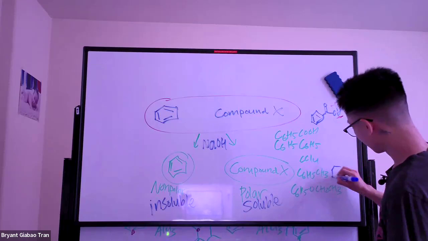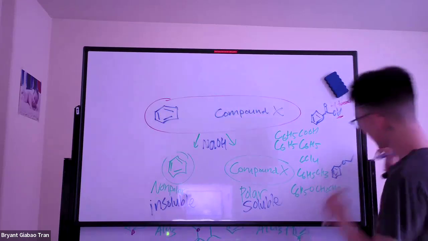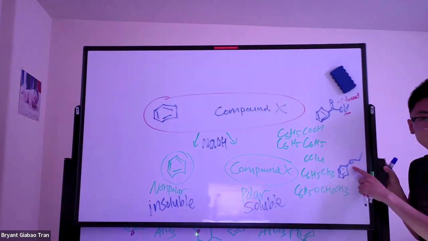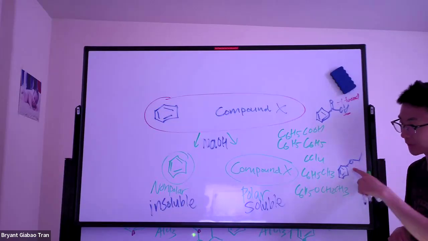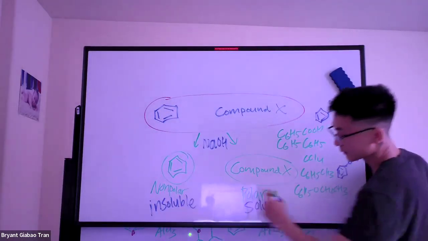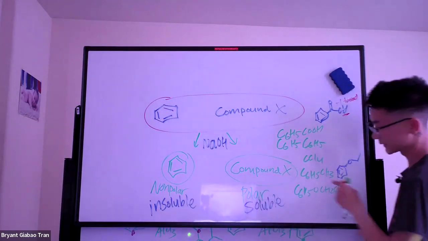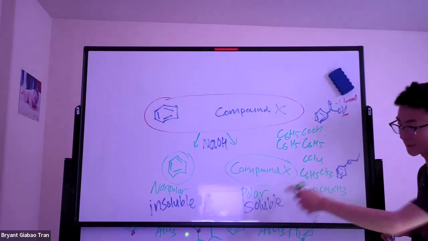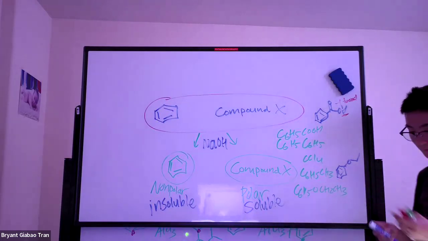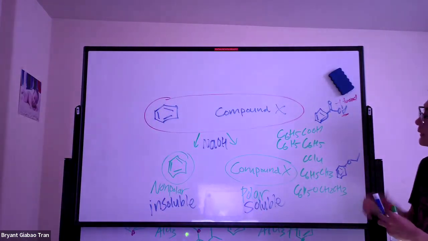Or no? This last one here is an ether. This one is not soluble in water. The ether is insoluble. Wait, why? There's no H bond. Oh, but isn't it polar? Yeah, it is polar, which is why this is not the best property to look at, because this is also polar, but it is not soluble. Oh, it's insoluble. Okay. Which is why it's not compound X, because compound X is soluble. This is insoluble because it has no H bond.